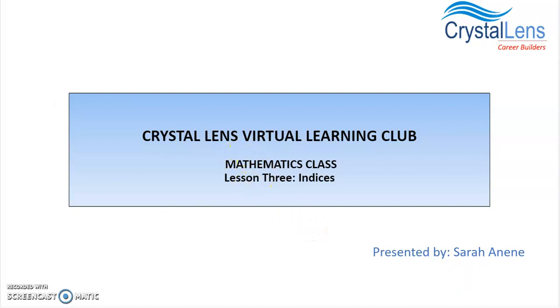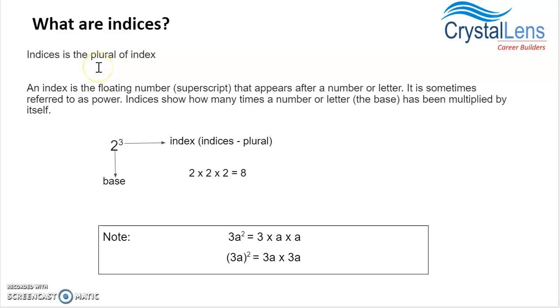Our lesson for today is indices. What are indices? The term indices is simply the plural of index. Now, an index is the floating number that appears as a superscript at the top right-hand side of a base number. It appears directly beside the base number. Indices show you how many times a number or a letter has been multiplied by itself.